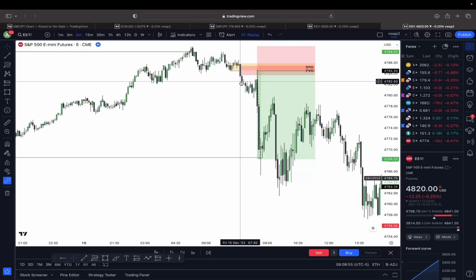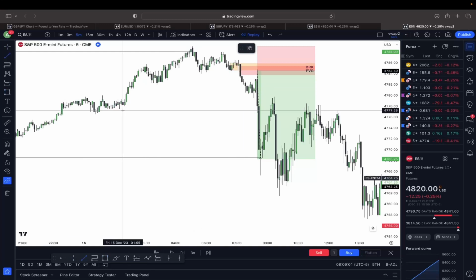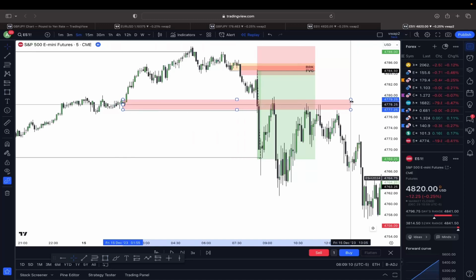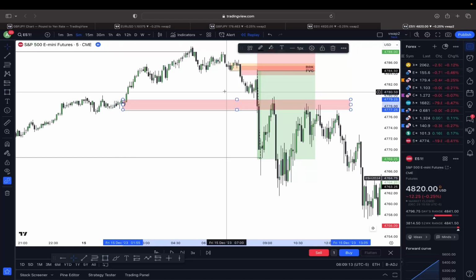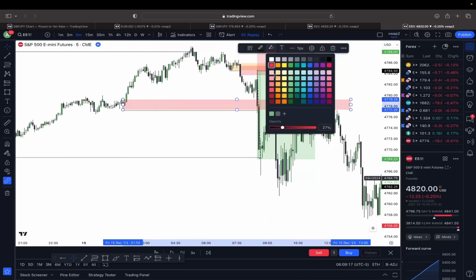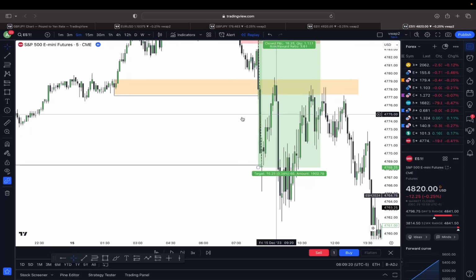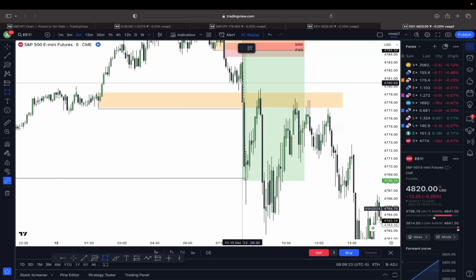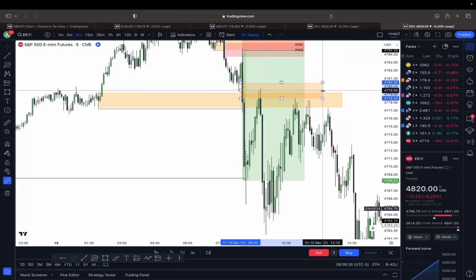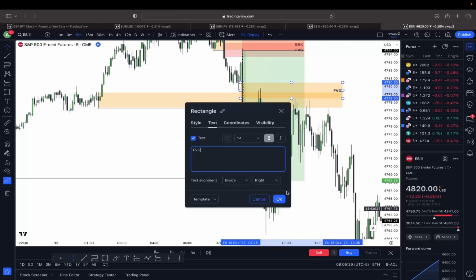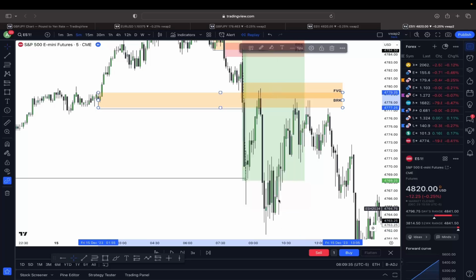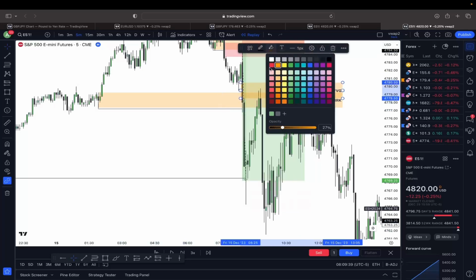In addition, if you did miss this entry, or it wasn't one that you were looking out for, we did also have this displacement here of this low, which left behind this breaker block, and within this breaker block, sorry, let me change color, we have the overlap of this fair value gap there, with this bearish fair value gap.